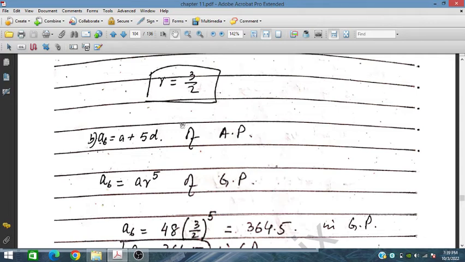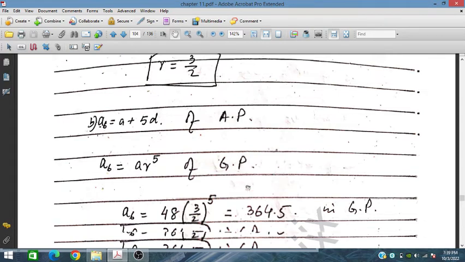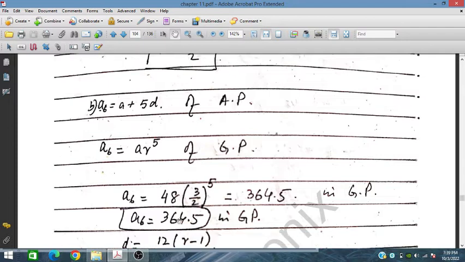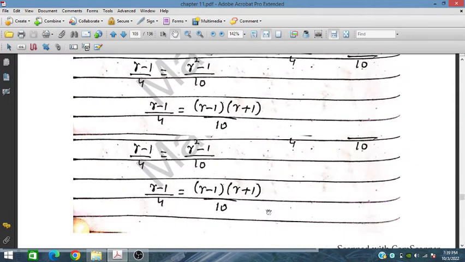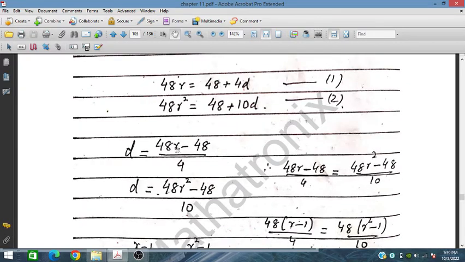For the first, we have this r value, so we can easily obtain a6 as 48 times 3/2 to the power n minus 1. Here n is 6, so 6 minus 1 is 5, and this is the sixth term, which we have obtained as 64.5 in the geometric progression. And for the arithmetic progression we have this 48.